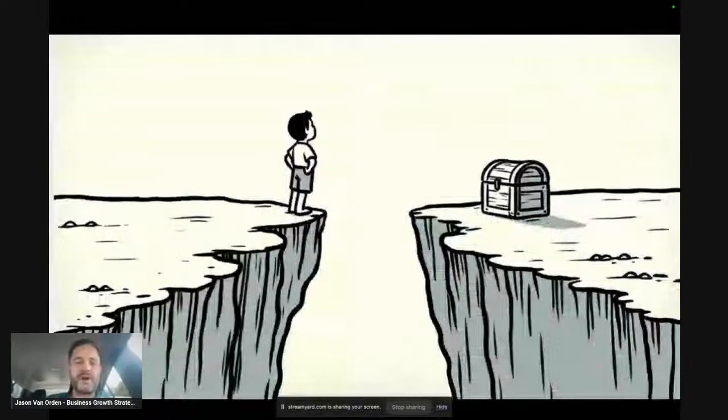So they're over here, your ideal client on one side of this cliff or chasm in the middle, and here's the treasure chest, the outcome that they want to get to. And we need to have a really good understanding of where they're at in the language that they would use to describe it, the outcomes that they want to reach in the language that they would describe it, and this gap in between, the reasons why they have not yet been able to reach these outcomes.